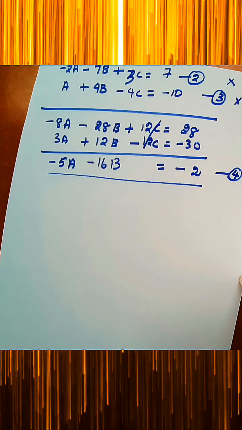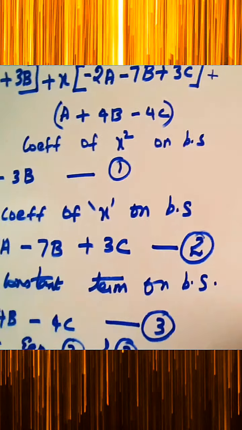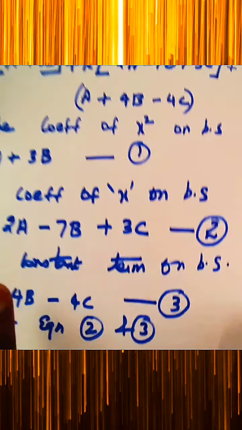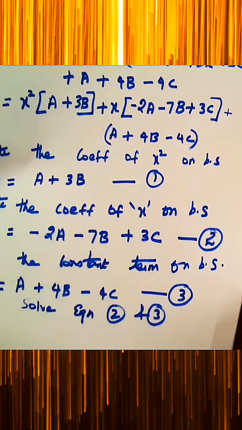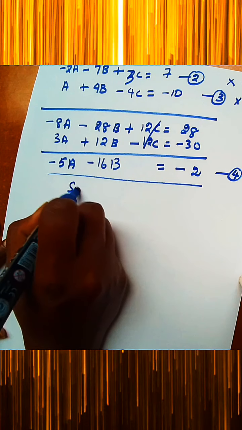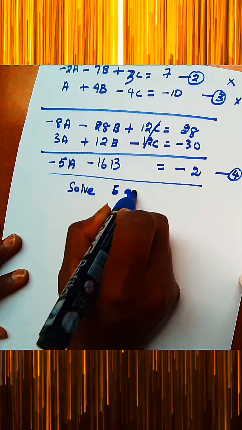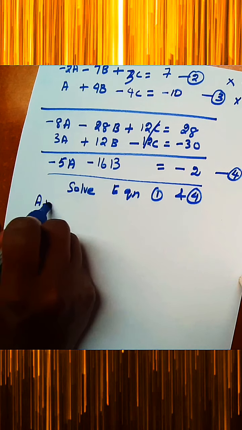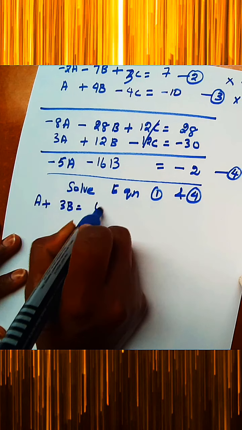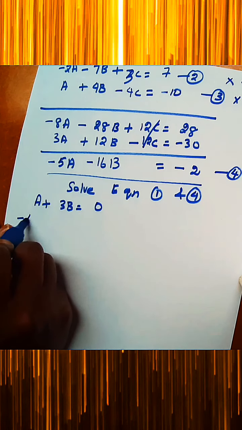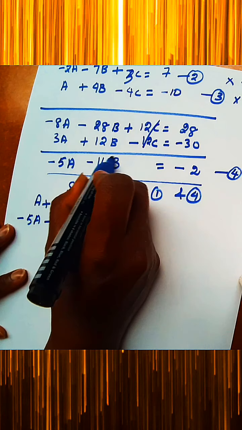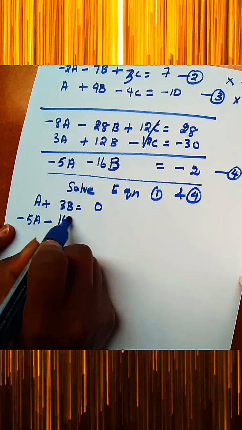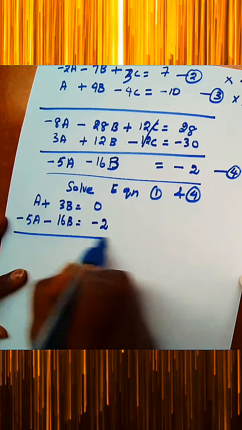So take this as equation 4. Now what we are going to do is solve equation 1 and equation 4, because equation 1 has a and b. A plus 3b is equal to 0. So what is your equation 1? A plus 3b is equal to 0. What is equation 4? Minus 5a minus 16b is equal to negative 2.